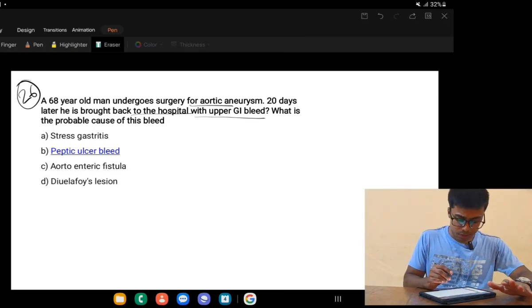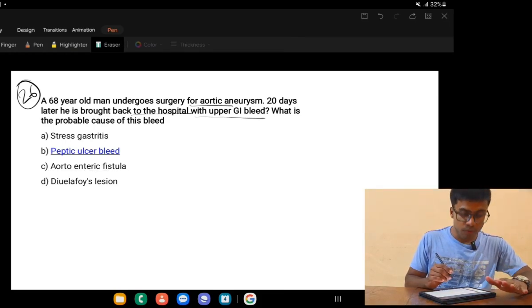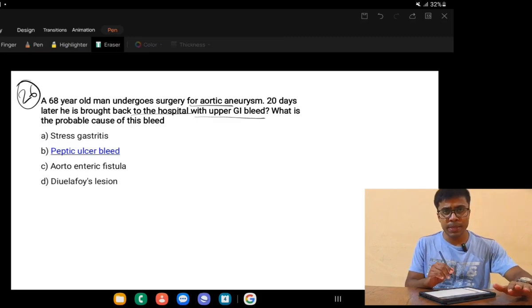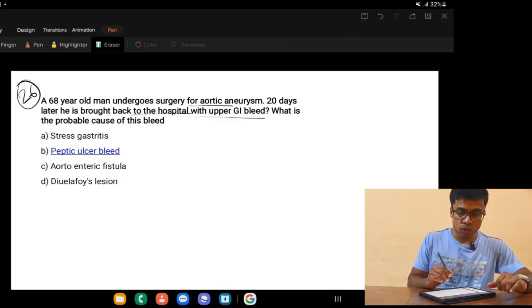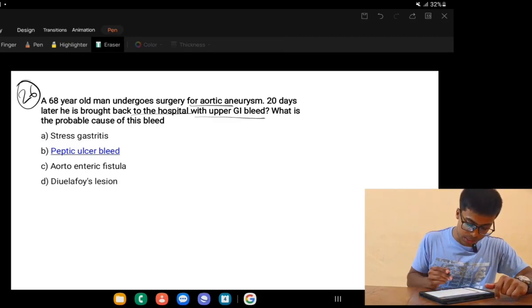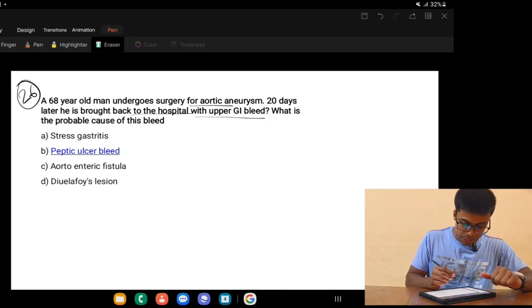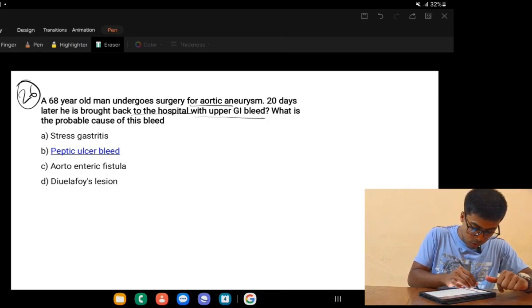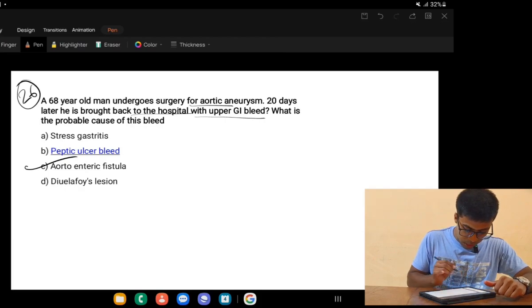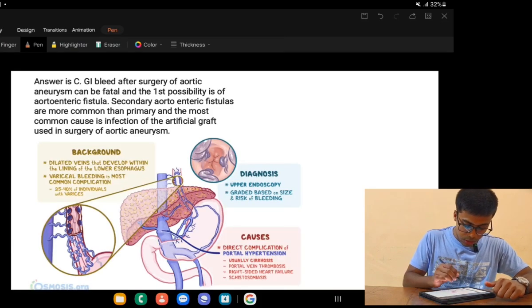So this question has been taken from the Mayo Clinic website, and the reason for taking this question is to discuss GI bleeds, upper GI bleed and lower GI bleed. Further I will be discussing, but here it's related to esophageal varices and aortoenteric fistula, and aortoenteric fistula is the answer. So let's see the discussion. Why GI bleed after surgery of aortic aneurysm can be fatal, and the first possibility is aortoenteric fistula.